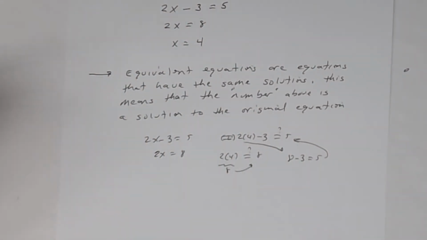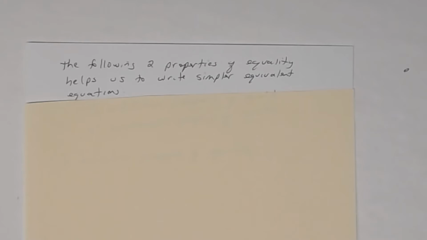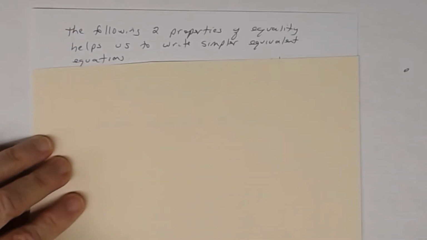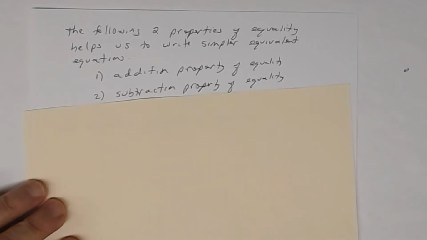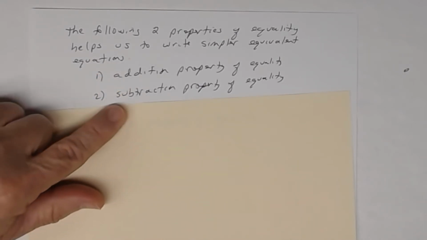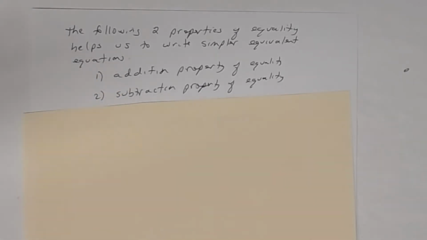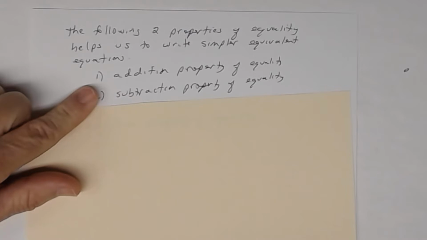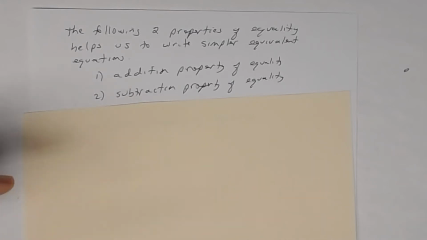All right? Now, the following two properties of equality help us to write simpler equivalent equations. There are other properties, but we're going to look at these two first. And so the two properties are these: the addition property of equality and the subtraction property of equality. Now, some textbooks will only deal with addition because subtraction is a consequence of addition. So you'll see what I mean in a little while. But sometimes, depending on the textbook, they'll just use the addition property of equality and imply subtraction with it.